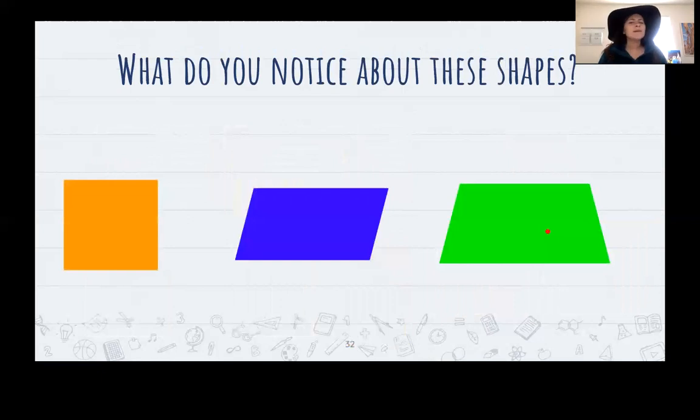Now, what do you notice about these shapes? They look a little different. Go ahead and pause the video and go whisper it into another family member's ear. I notice. Ready? Pause the video. All right, you should have just told somebody in your family what you noticed about these shapes. Go ahead and say it out loud. I noticed.